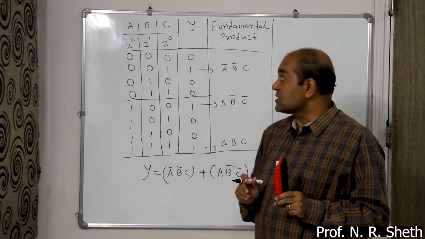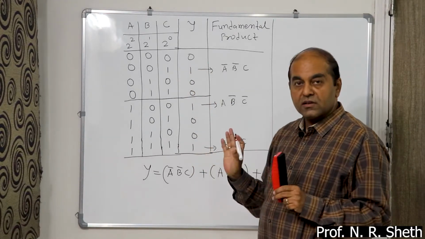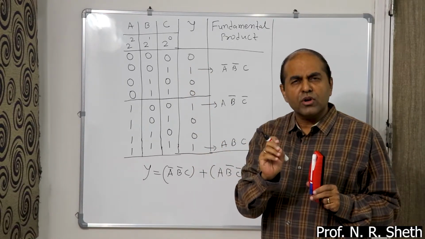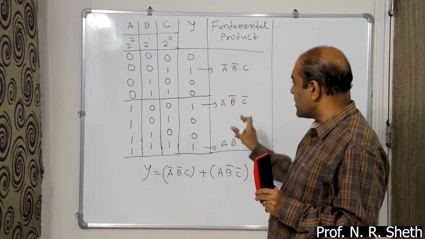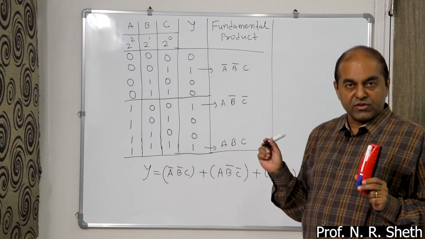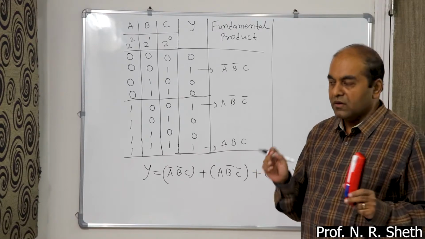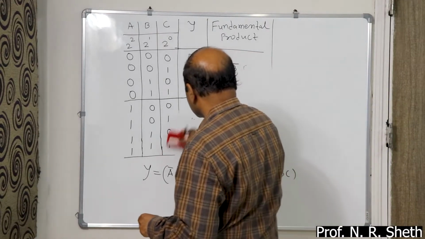For a 3-bit digital system, the truth table is given, and the output is high for 3 cases. You have to focus only on those cases whose outputs are high and copy down the fundamental product. After that, prepare the Boolean equation. Clear? Okay.